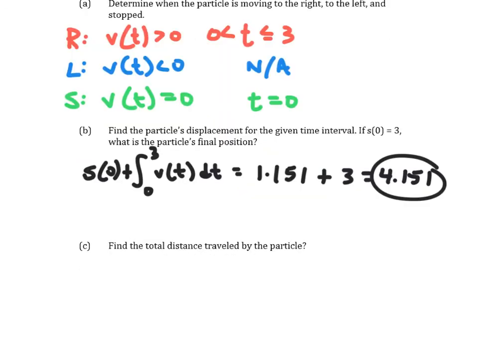Okay, for total distance traveled, I'd do the same thing, except now I'd use the absolute value of the velocity. That will make all distances positive. And in this case, because it's only moving to the right, it never comes back to the left, the displacement and the total distance are going to be the exact same.